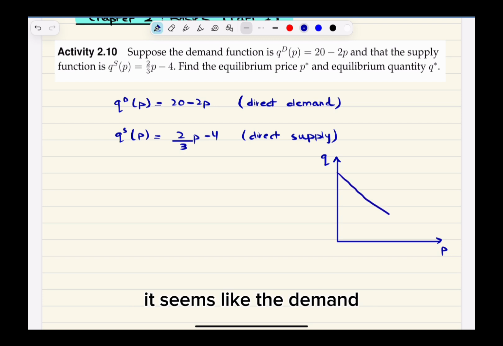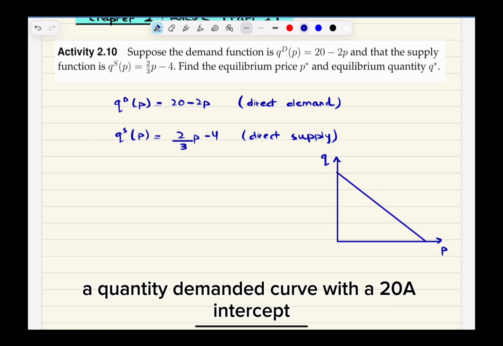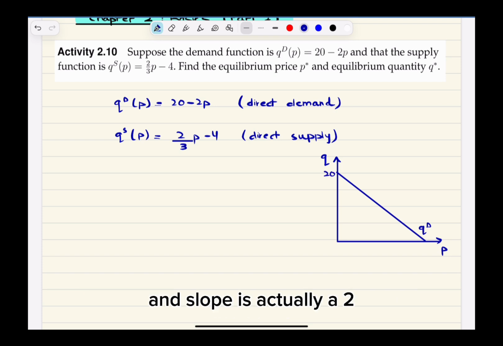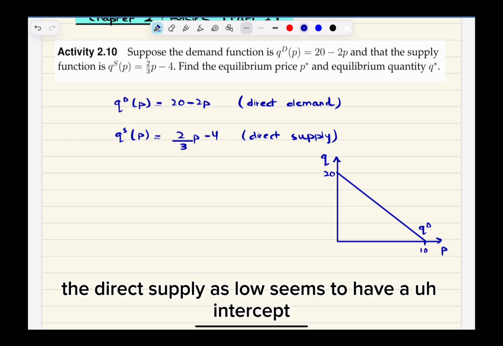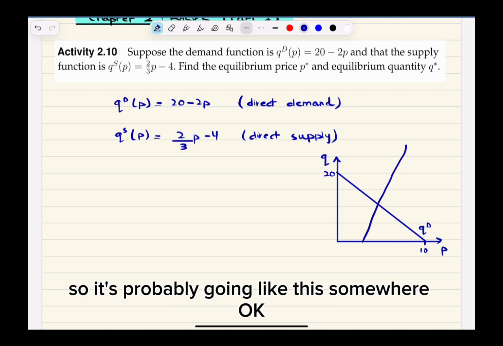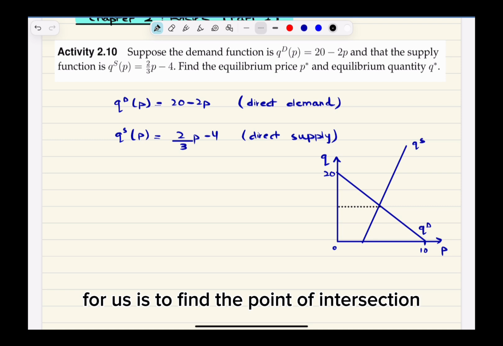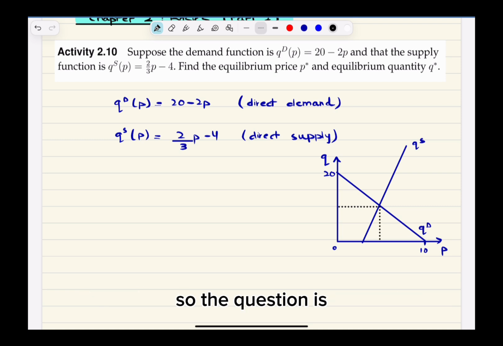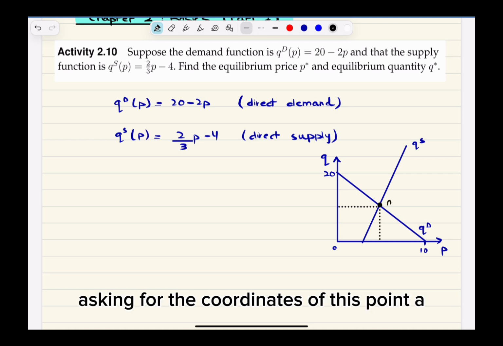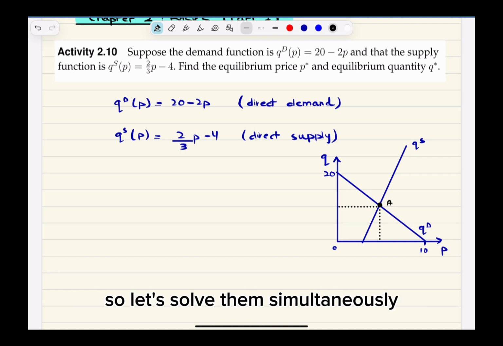It seems like the demand equation is going to be like this: quantity demanded curve with a 20 intercept, and the slope is 2, so I should have a 10 here. And the direct supply seems to have a negative intercept, so it's probably going like this somewhere. Okay, that's just a wild sketch. What they're asking us is to find the point of intersection, the coordinates of this point A. So let's solve them simultaneously.